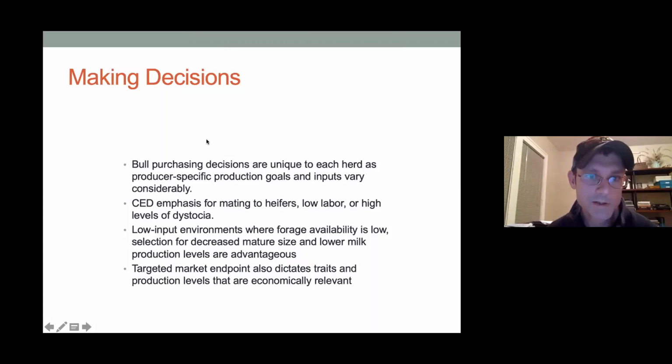So this is all about making decisions. Bull purchasing decisions are unique to each herd, right? So what's good for me may not be the best for you. Maybe I need to consider calving ease more closely because I breed more heifers than you do, or I don't have as much labor as you do. In low feed input environments, forage availability may be a concern, and so I may need to put extra emphasis on decreasing mature size or lowering milk. And maybe I sell calves at weaning and you retain ownership through the feedlot, which changes what our endpoint and consequently what some of our economically relevant traits are.